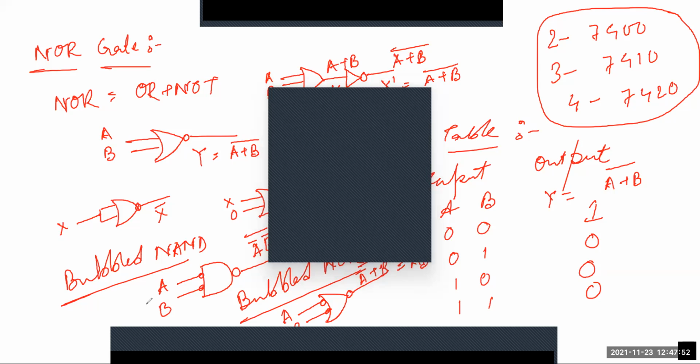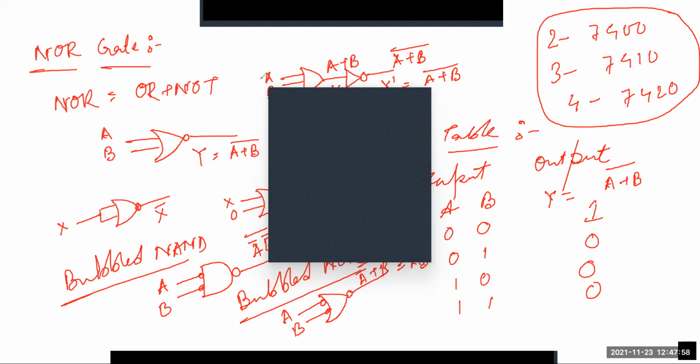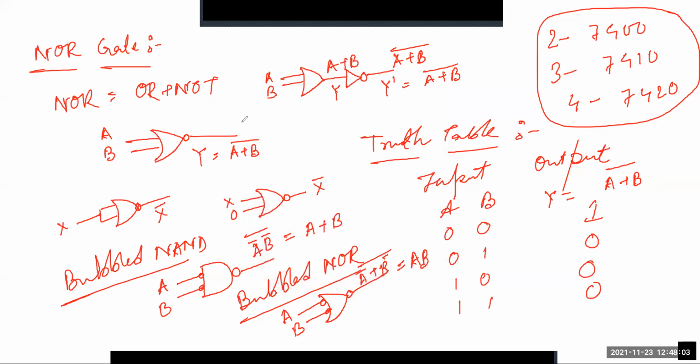One thing for the NOR gate, the IC number: for the 2 input NOR gate, this is 7402. For the 3 input NOR gate, this is 7427, and for the 4 input NOR gate, this is 7425.